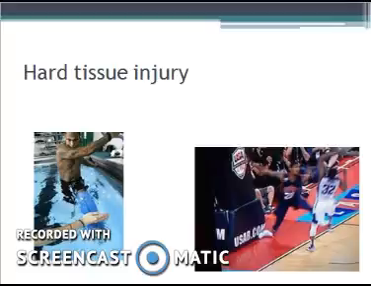Now something a lot nastier. Obviously, there's the injury there. It's a hard tissue injury, and hard tissue injuries are a lot more difficult to plan a rehab process for.